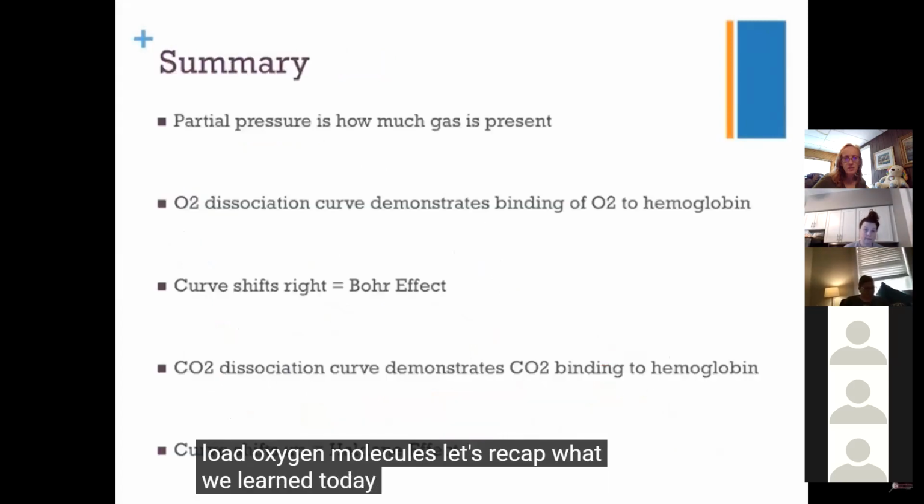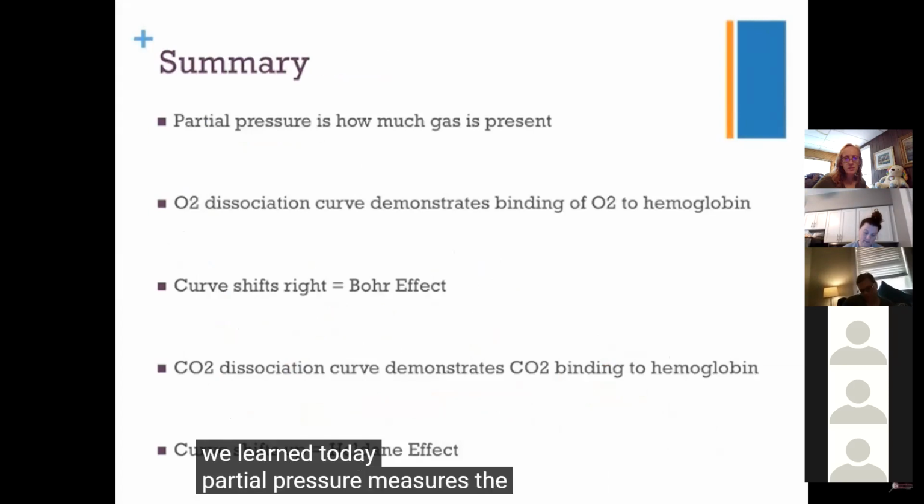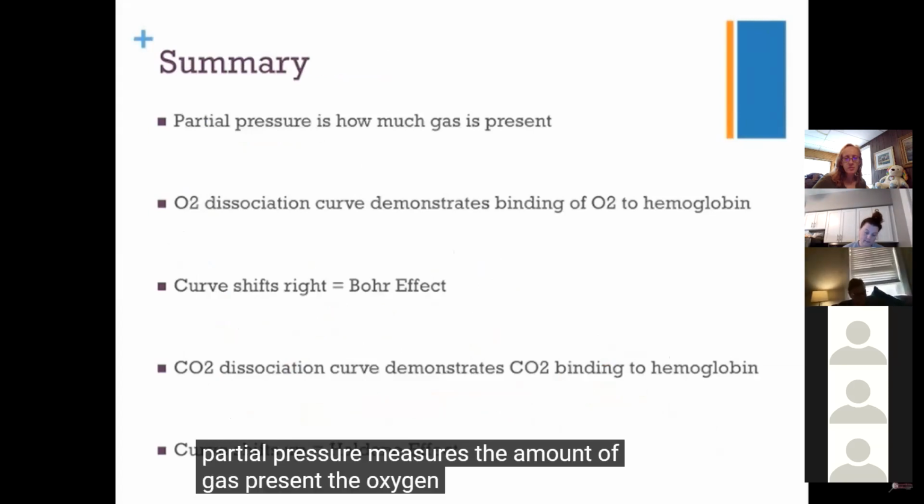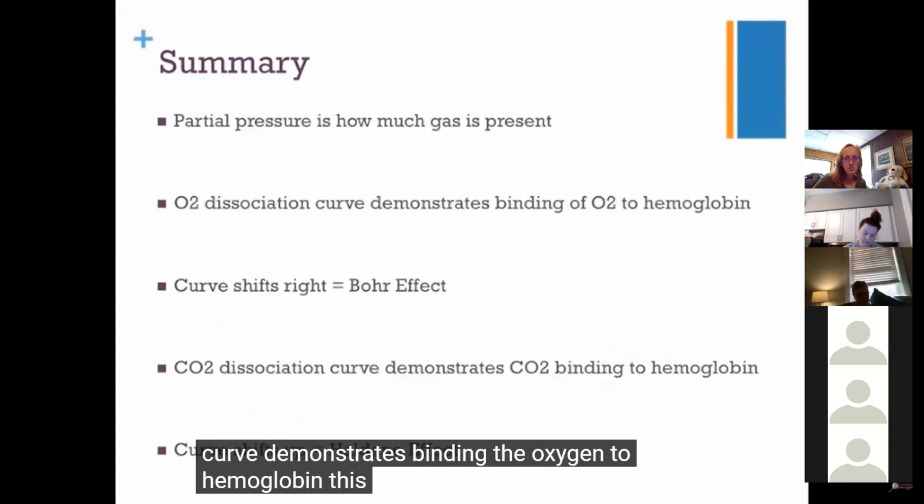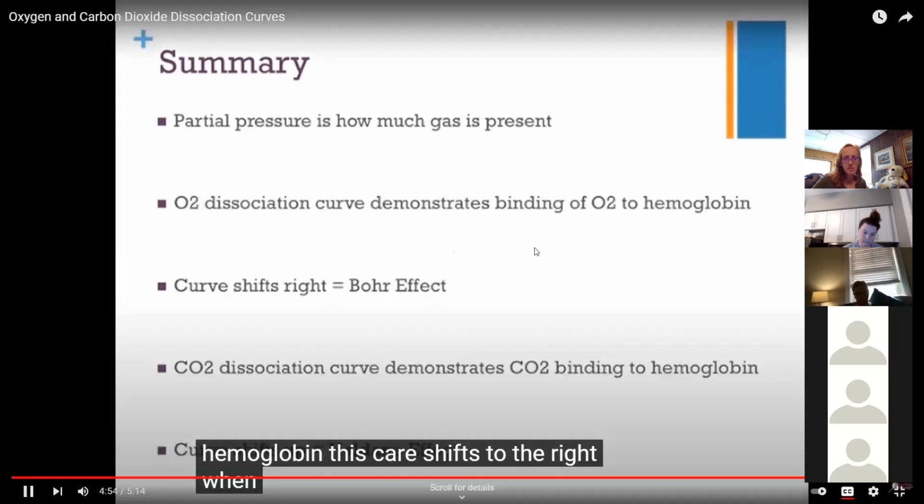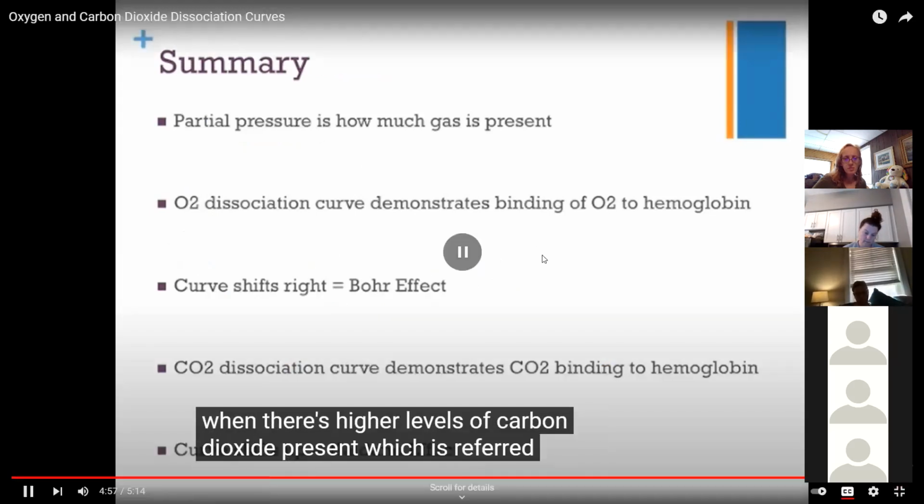Let's recap what we learned today. Partial pressure measures the amount of gas present. The oxygen dissociation curve demonstrates binding of oxygen to hemoglobin. This curve shifts to the right when there's higher levels of carbon dioxide present, which is referred to as the Bohr effect. The Bohr effect is the effect of pH, meaning increased carbon dioxide levels, on oxygen binding.